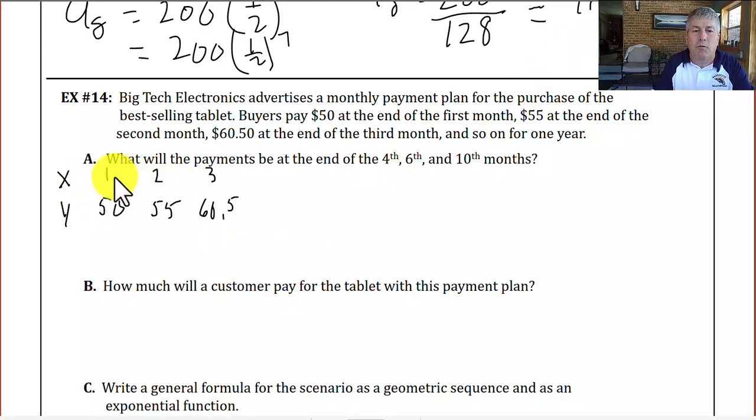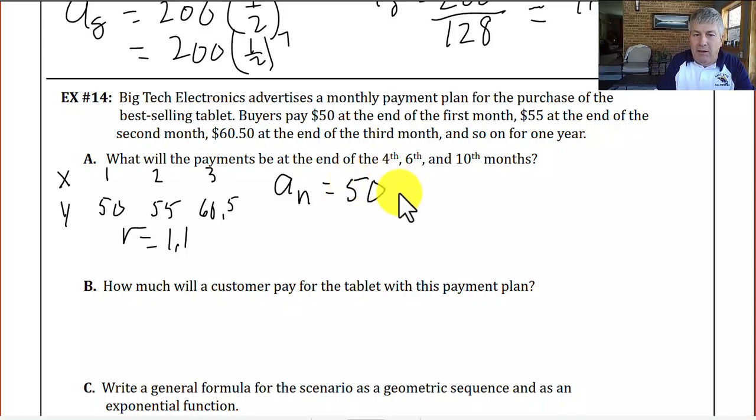Writing this out in table form, I see that after 1 month it's 50, after 2 months it's 55, after 3 months it's 60.5. We might see here that this is a 10% increase each month. So our R value here then is 1.1, our 10% increase. So our formula, A sub n, will equal 50 times 1.1 raised to the n minus 1.